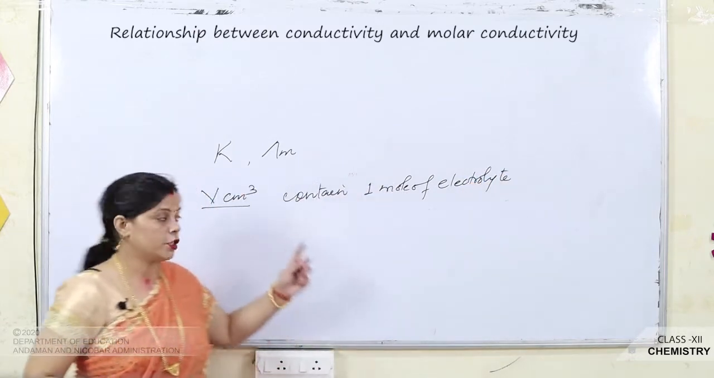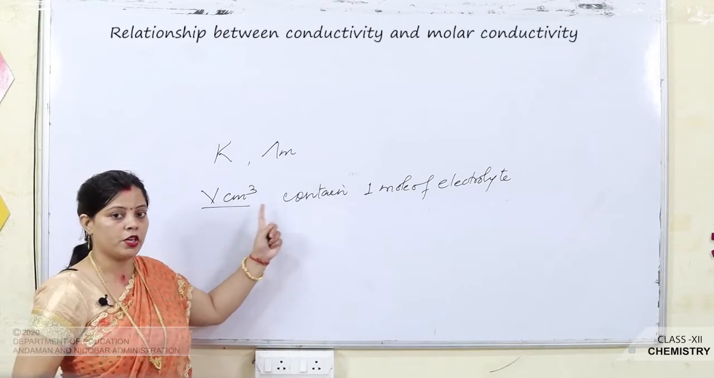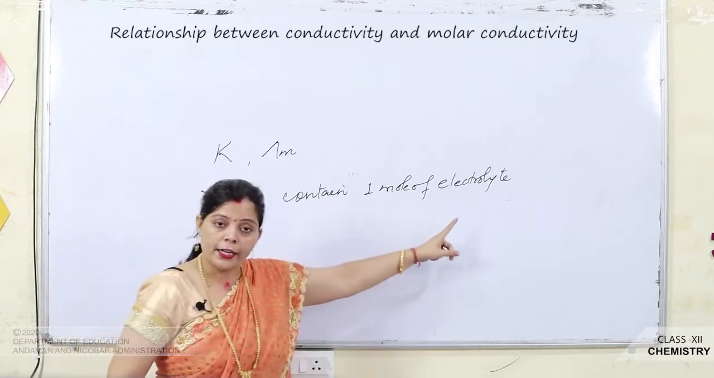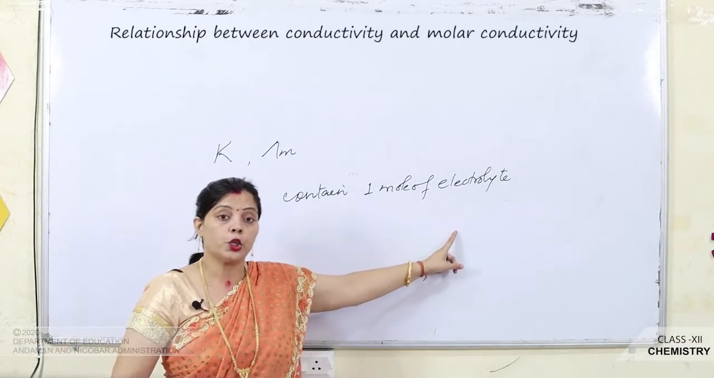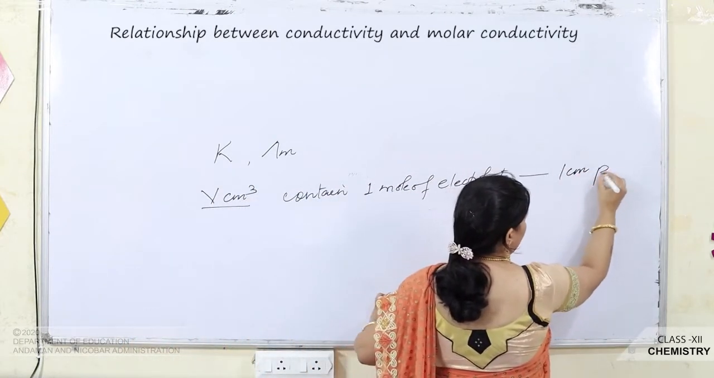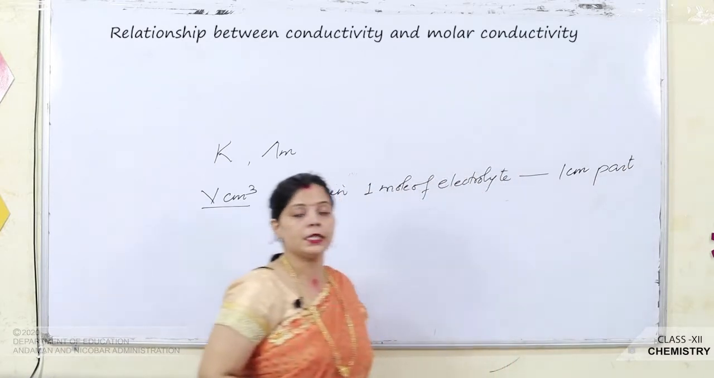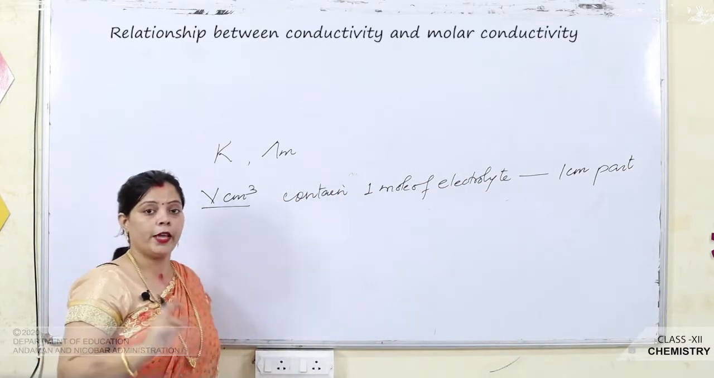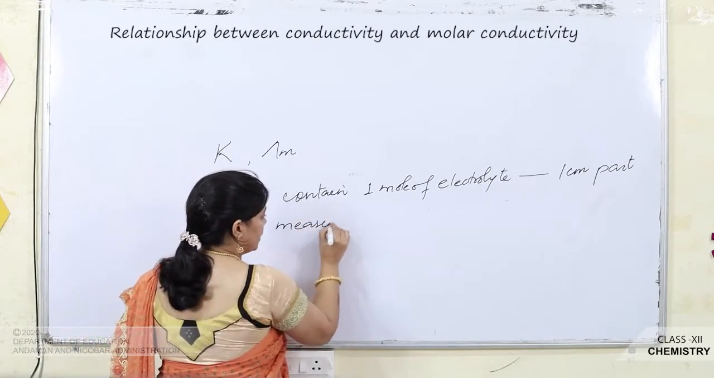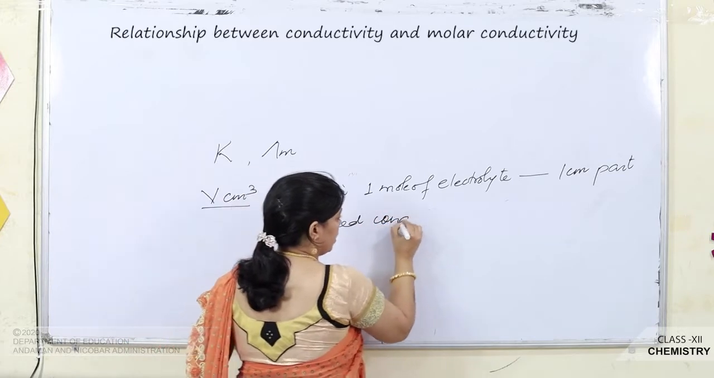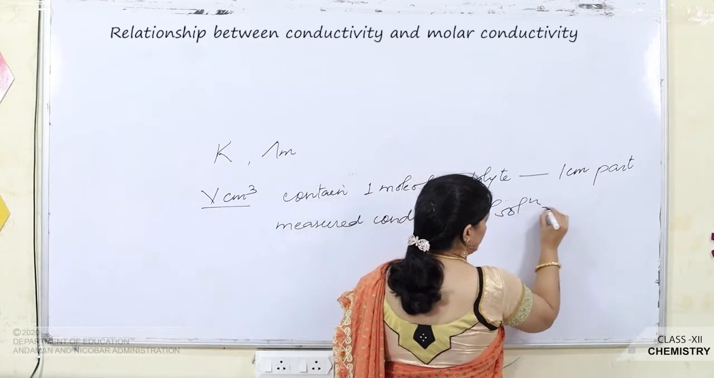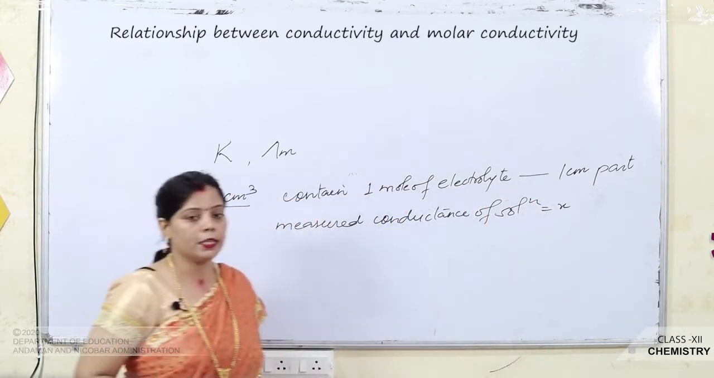First we assume that the V centimeter cube volume of the solution contains 1 mole of electrolyte, and that solution is placed between the 2 electrodes that are 1 centimeter apart. The electrodes are 1 centimeter apart, that is, the length is 1 centimeter. Students, assume that the measured conductance of the solution is equal to X.